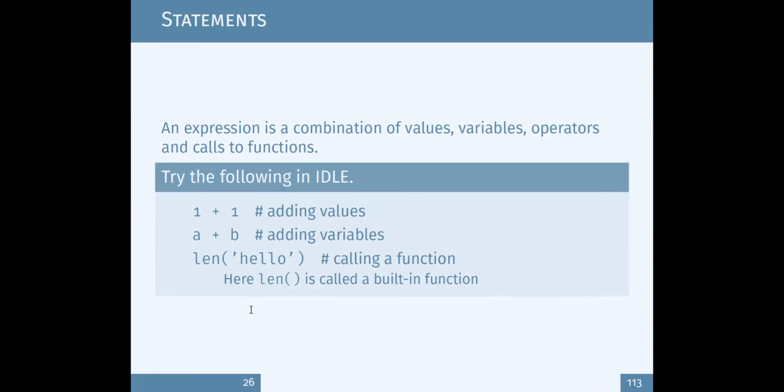Right. Then statements in Python, usually you can have a combination of values like 1 plus 1, variables like a plus b, or you can even have calls to functions. For example, len of hello, which is a function we use to count how many characters are inside, which is 5 in this case.